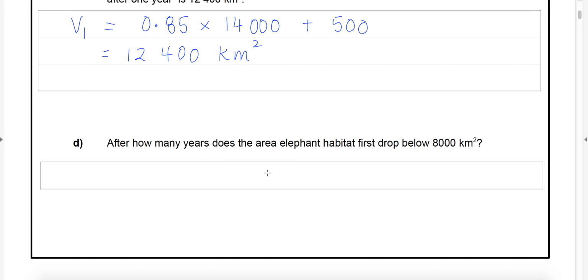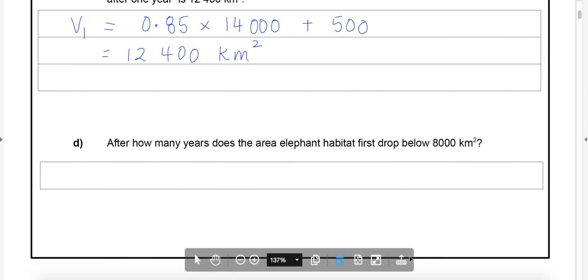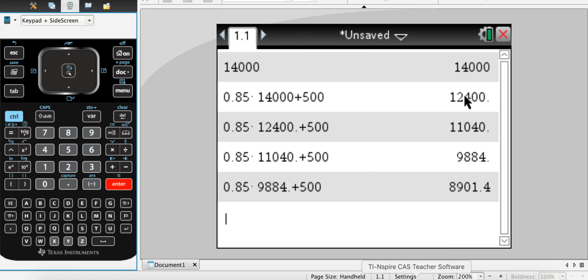Finally, we've got: after how many years does this area of the habitat first drop below 8,000 square kilometres? Now, since I don't need to show a calculation here, I can go back to my calculator. I might just count where I'm up to, because as you can see with the one I entered to, which was 8,900, I haven't dropped below it just yet.